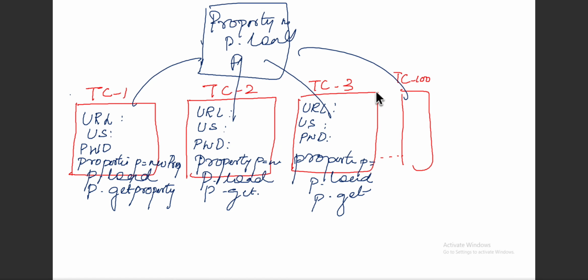Make a note. Step 2. Steps to create a generic method to read the data from the property file.